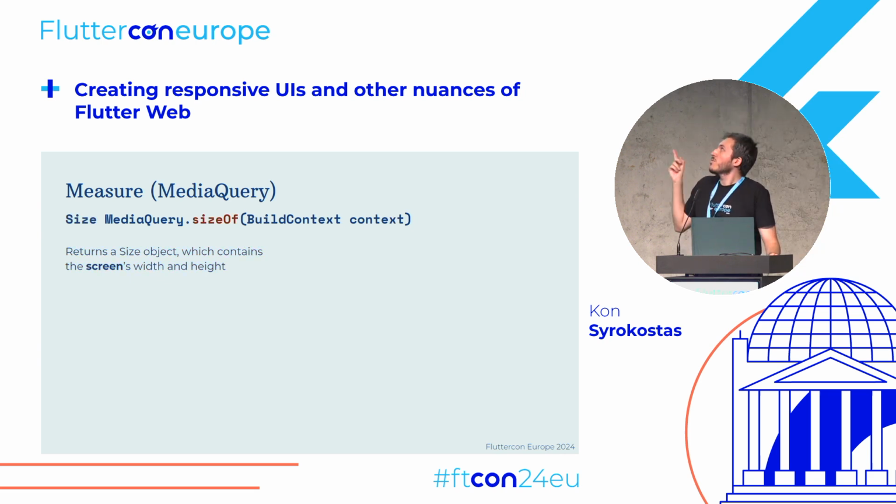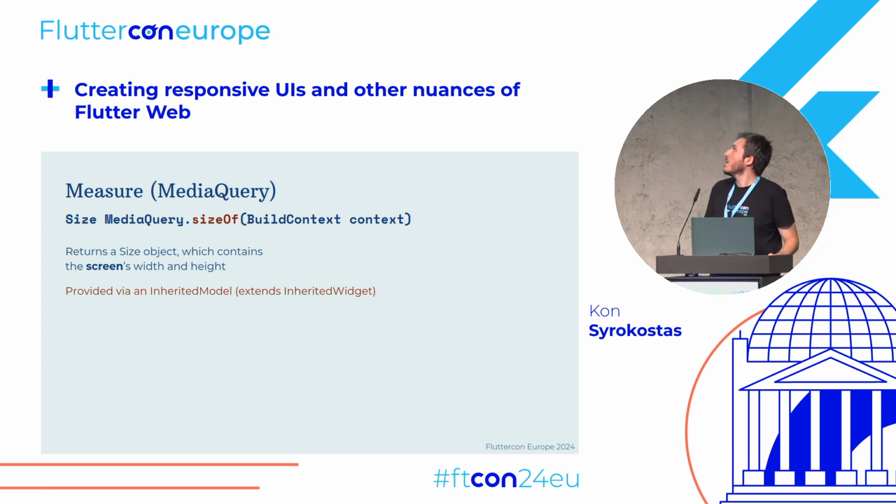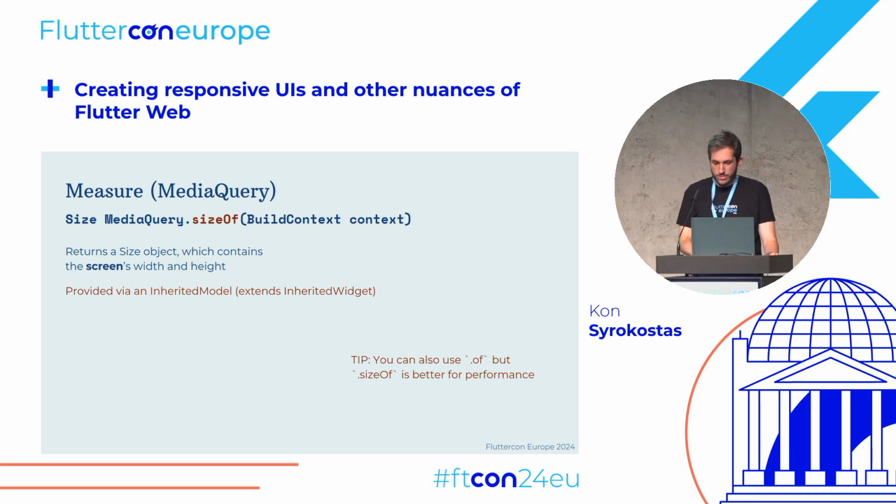Also, the size of method might sound familiar to you, the of method. This is because you get that through an inherited model, which is an extension of the inherited widget. You can also use .maybeOf. There is MediaQuery.of, but it gives you back more details, not only the width and height, and it hurts performance, so it's better to do it like that.